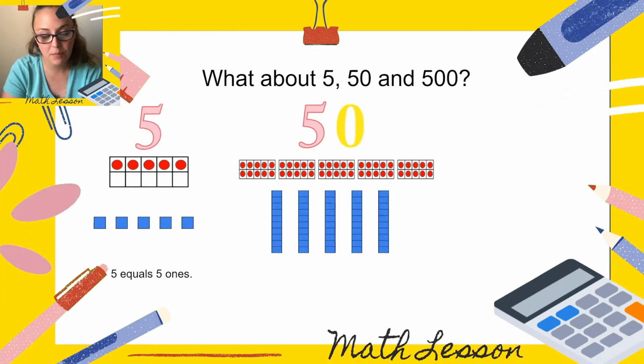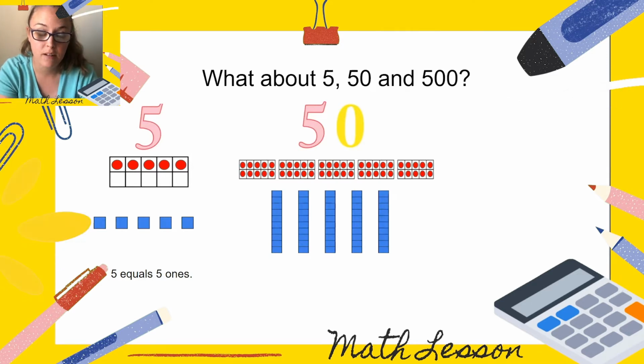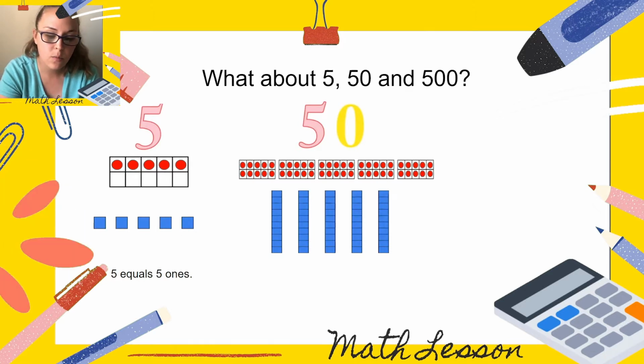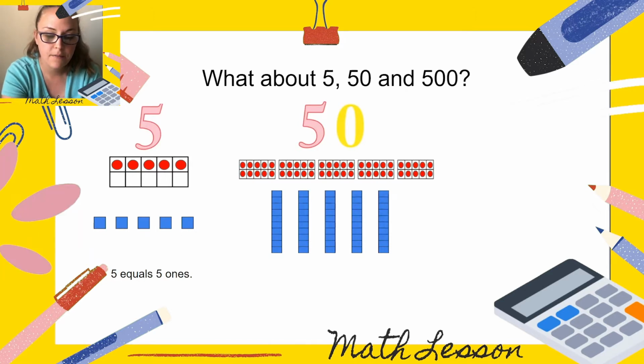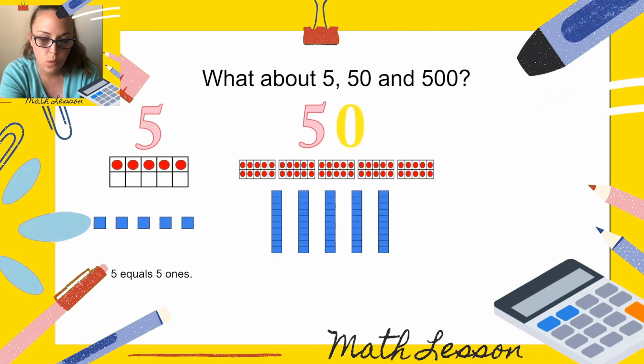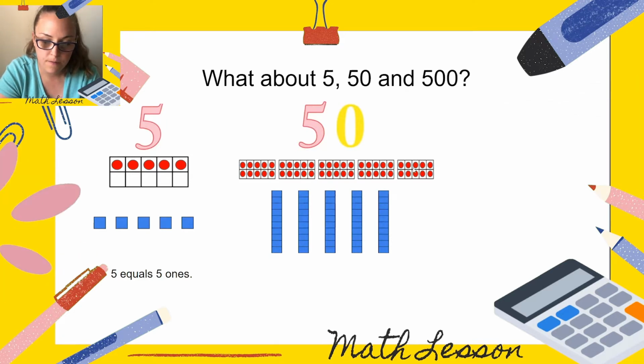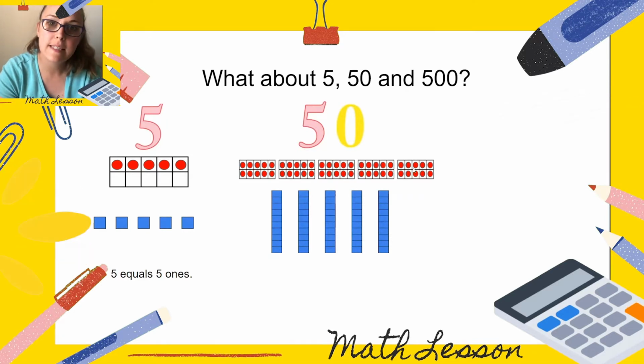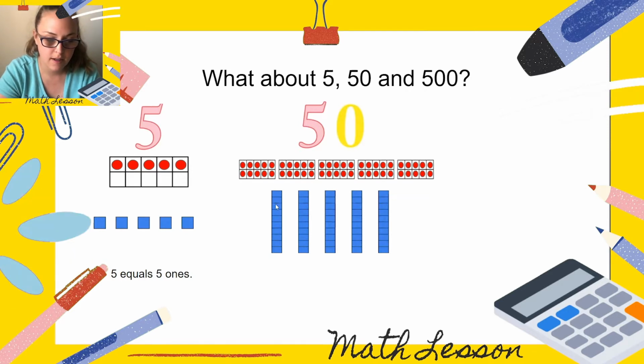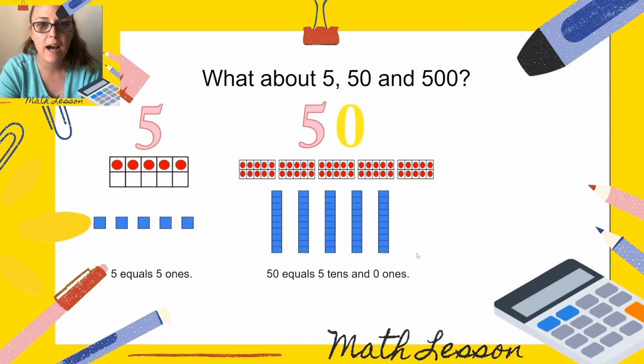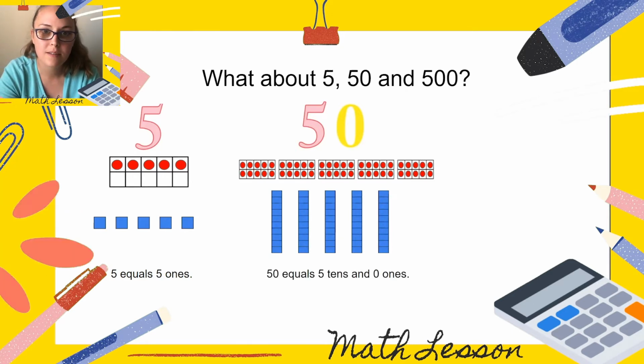But we don't have to do that because we know that a full 10 frame equals 10. Can you practice skip counting by tens here with me? Let's start with the 10 frames on the left side. 10, 20, 30, 40, 50. Great job. Can we practice the same thing with the base 10 blocks? Here's 10, 20, 30, 40, 50. So 50 equals 5 tens and 0 ones.